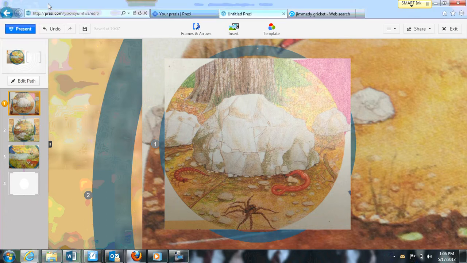This unit we will be focusing on habitats. Habitats are homes. A habitat provides all things that are necessary for an organism to be living. In this case, we are dealing with a worm, a spider, and a centipede. The rock in the surrounding area is its habitat. It provides all the necessary things for these three creatures to survive.